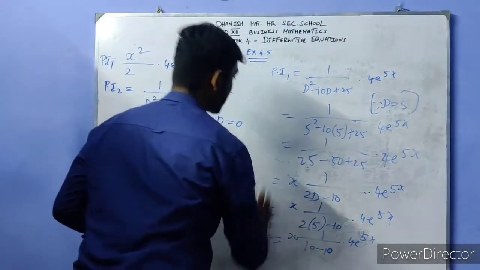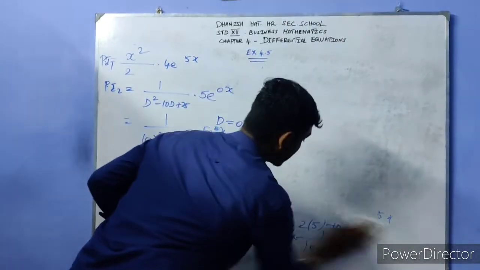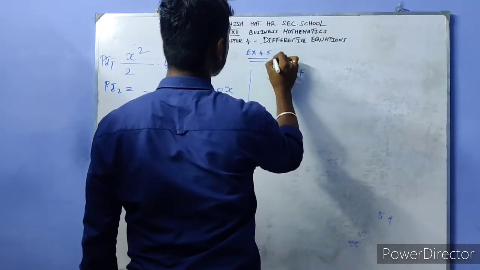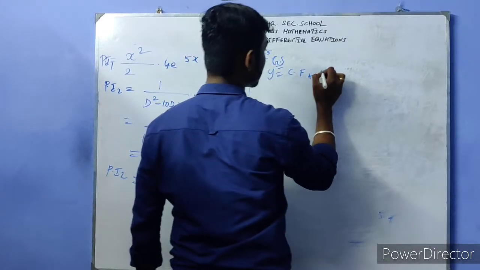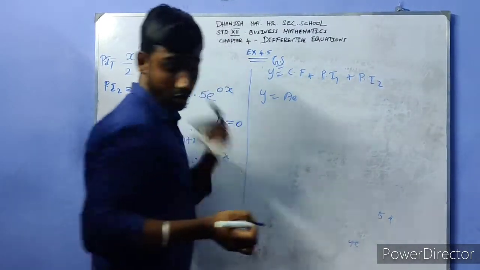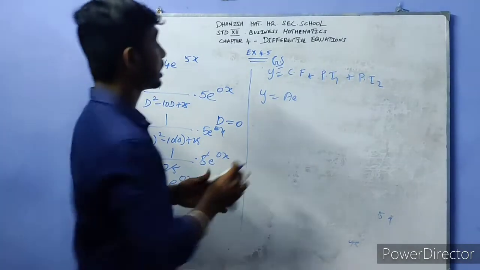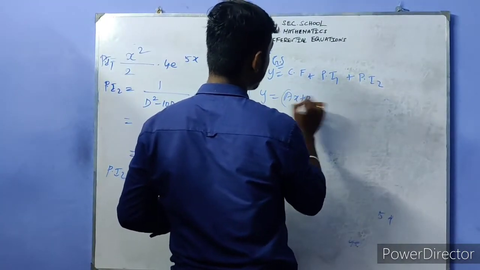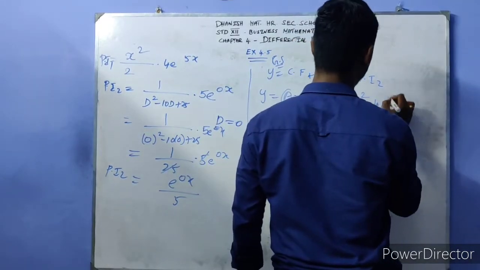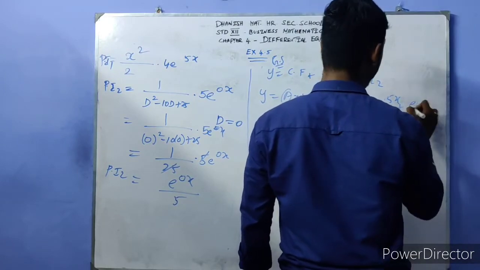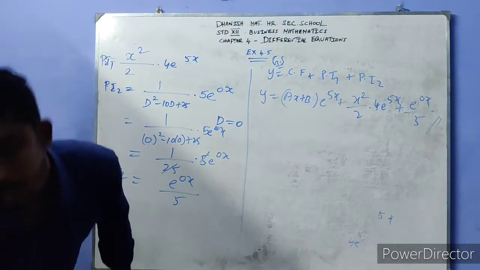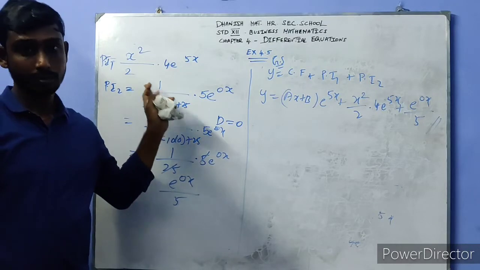Now we are going to find out the general solution. So what is the general solution given here? That is y is equal to CF plus PI1 plus PI2. What is the CF value? (Ax plus B) e power of 5x, plus the PI1 value, that is x square divided by 2 into 4 e power of 5x, plus the PI2 value, e power of 0x divided by 5. That is the answer for this sum. So okay, understood children? It is also a different method.